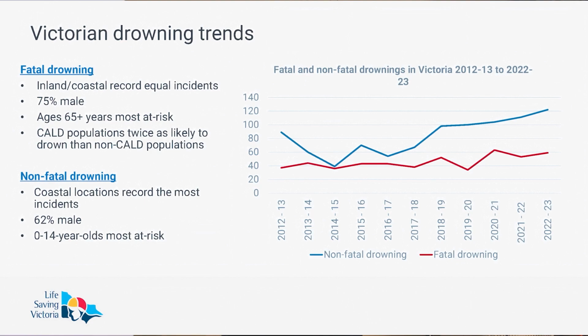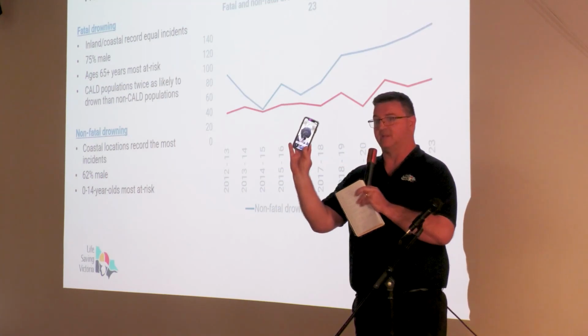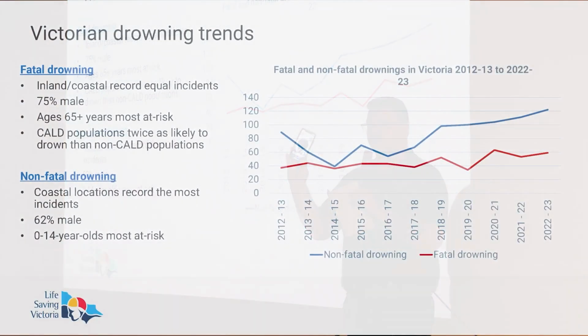Again, 62% of those in non-fatal drownings are more than likely males. And also, which is interesting here, the demographic most at risk is the 0 to 14-year-olds. Now the reason for that is the amount of parents and carers who sit on their phones, saying, yeah, you go play, that's fine, and not watch their child, or whoever they're at the beach with, is atrocious.